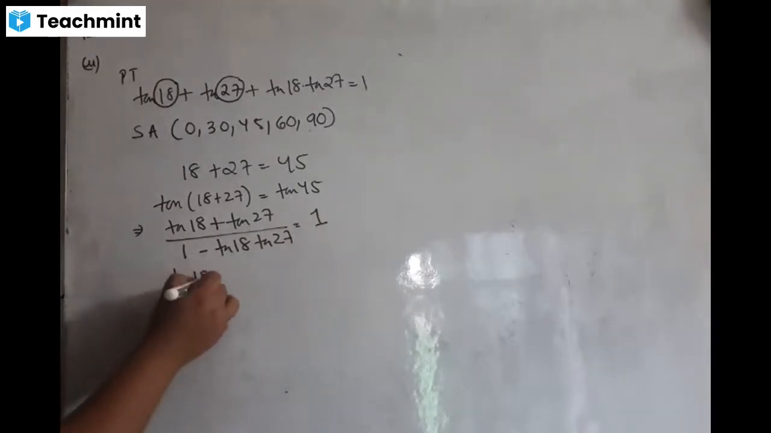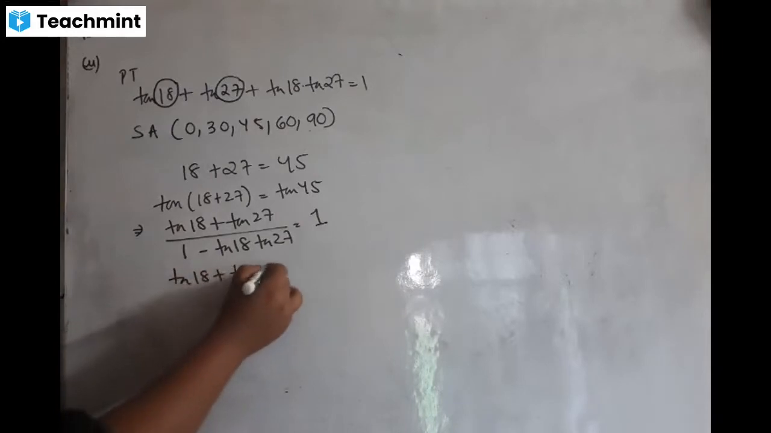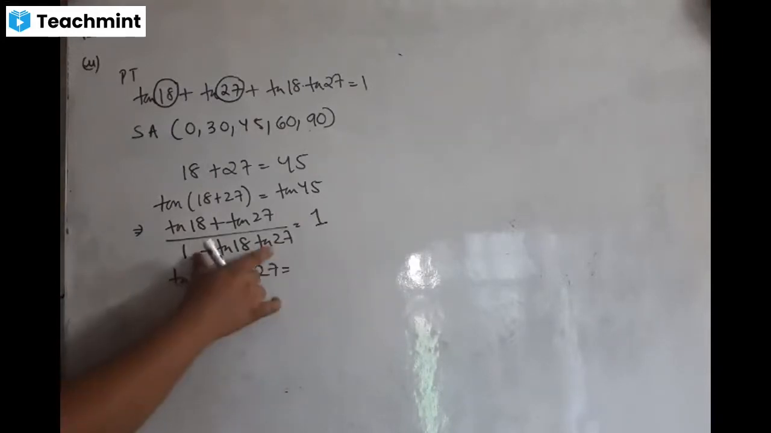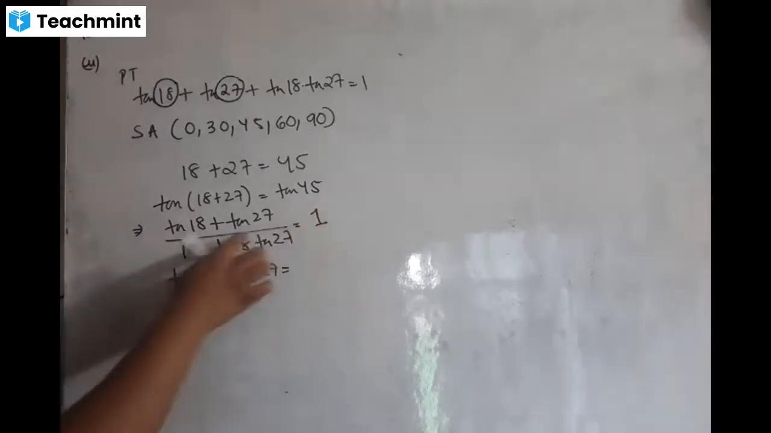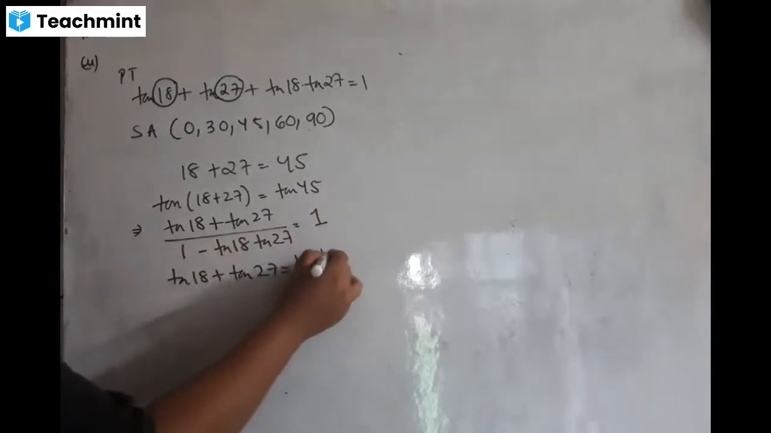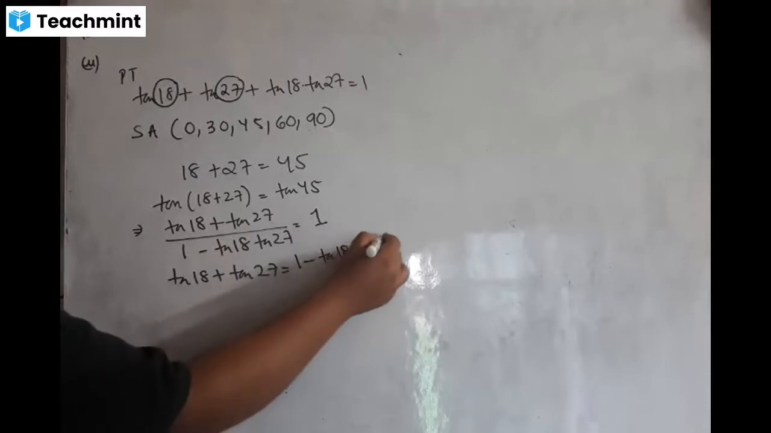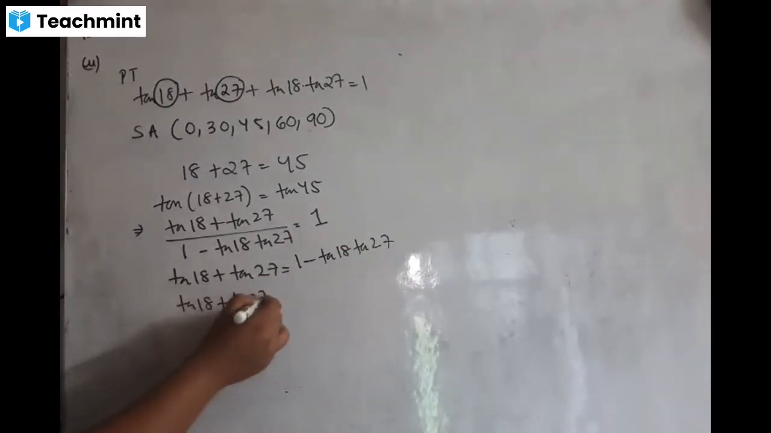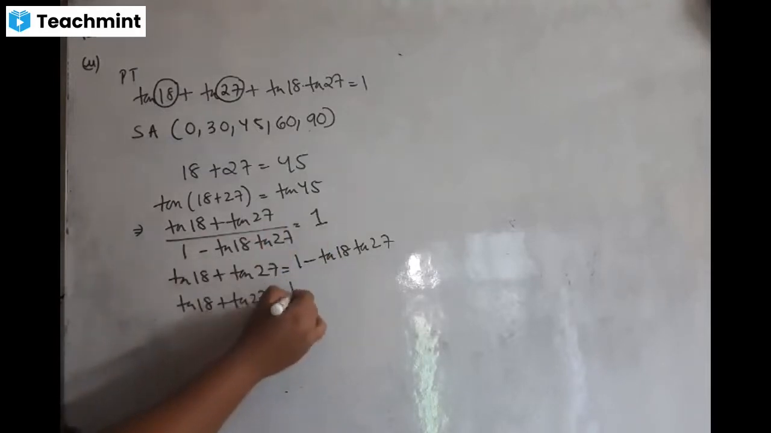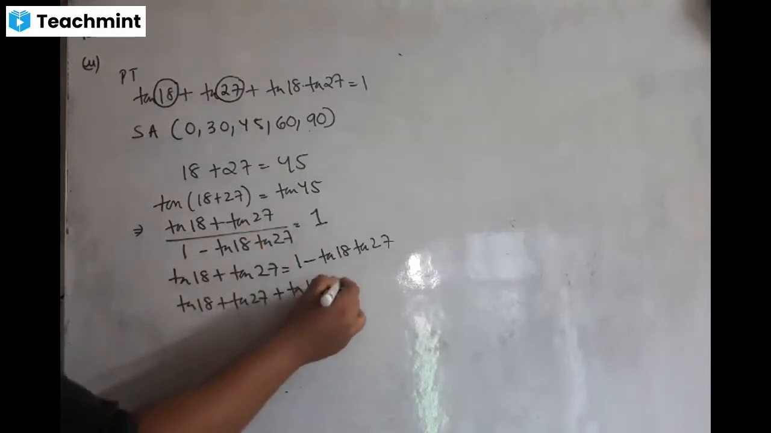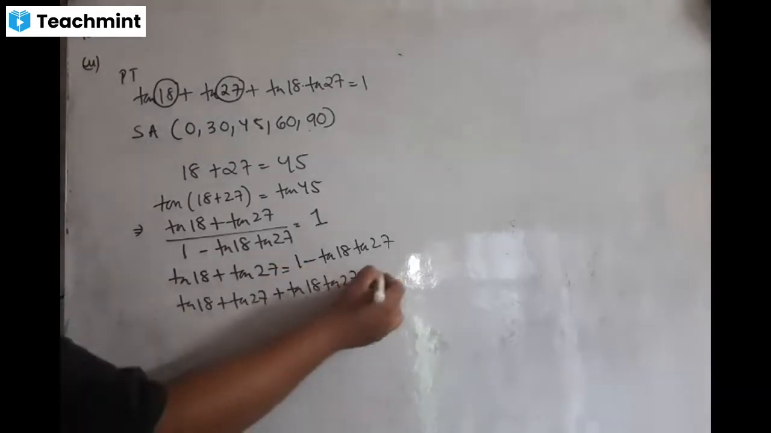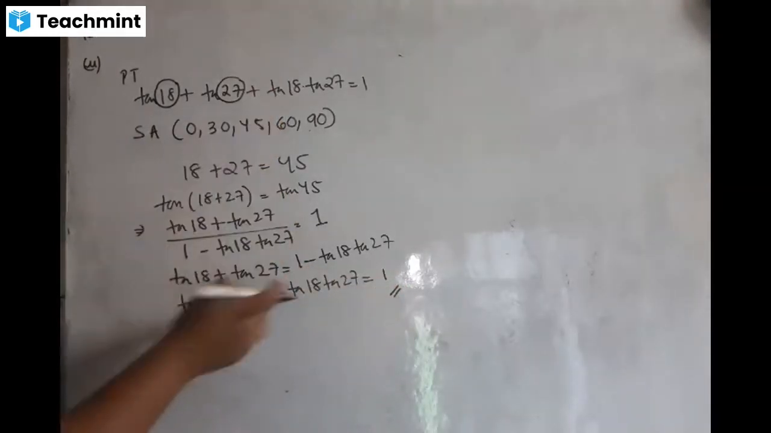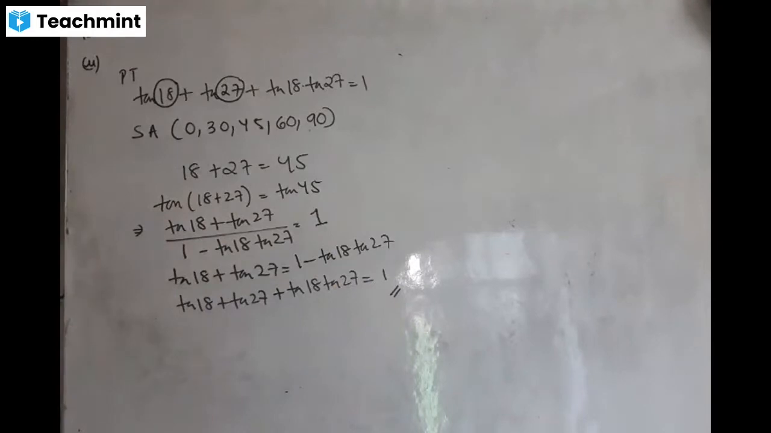Next, cross multiply. Tan 18 plus tan 27, this whole thing comes this side. So 1 into this will give you 1 minus tan 18 into tan 27. So tan 18 plus tan 27, the negative comes to this side and becomes positive, plus tan 18 tan 27 is equal to what is left on the right hand side, 1. See? Proved. You have proved it. Is that clear, everyone?